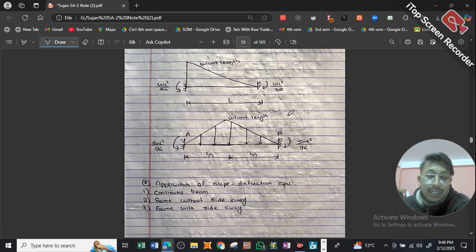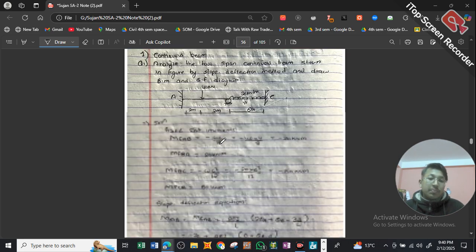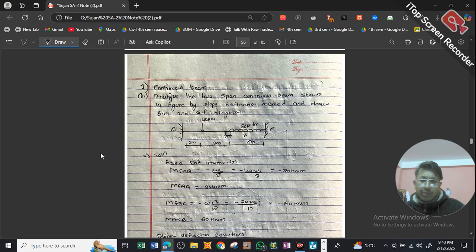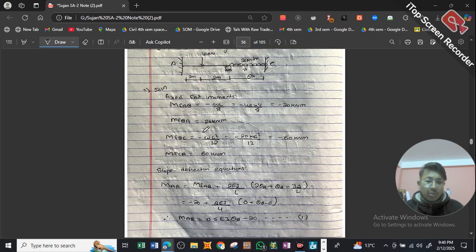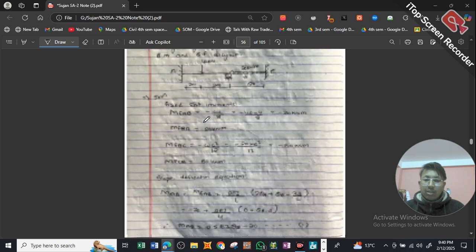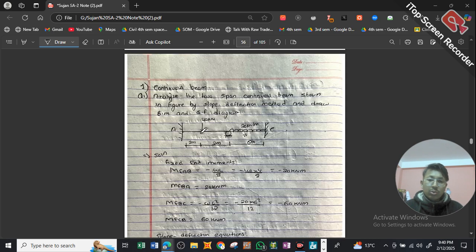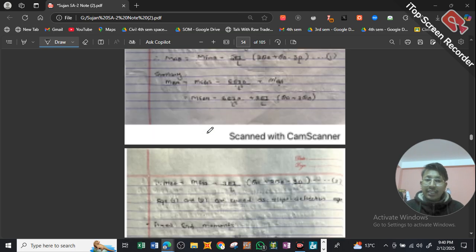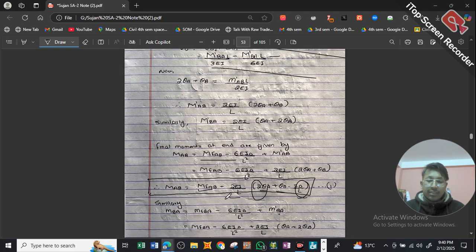Similarly, if we have this type of loading structure, it's not exactly a UVL, but a type of UVL. We have 5WL square by 96 and 5WL square by 96, and this is distributed over L by 2. This will be much clearer when we go into our problems. So this is our problem one, where we will be going for a two-span continuous beam. What you need to understand is this, our main formula. In this main formula we have the fixed end moment MFAB.